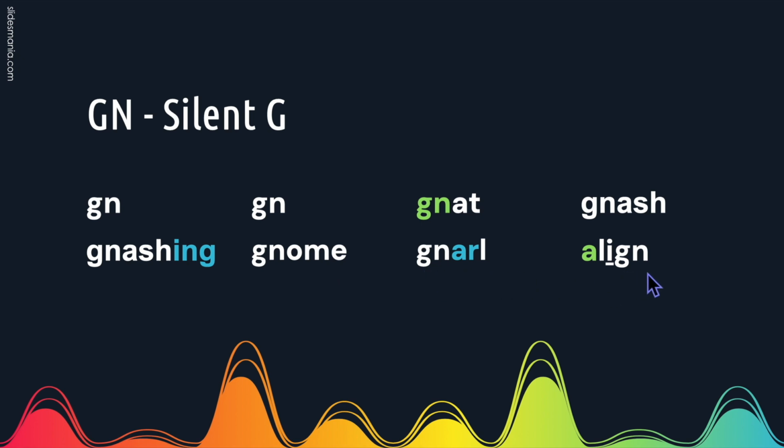Right here, this GN will just have the sound of n. The A is at the beginning of a word, and A at the beginning of a word often schwas and takes on a muffled sound. This I will be long, so this word is align.